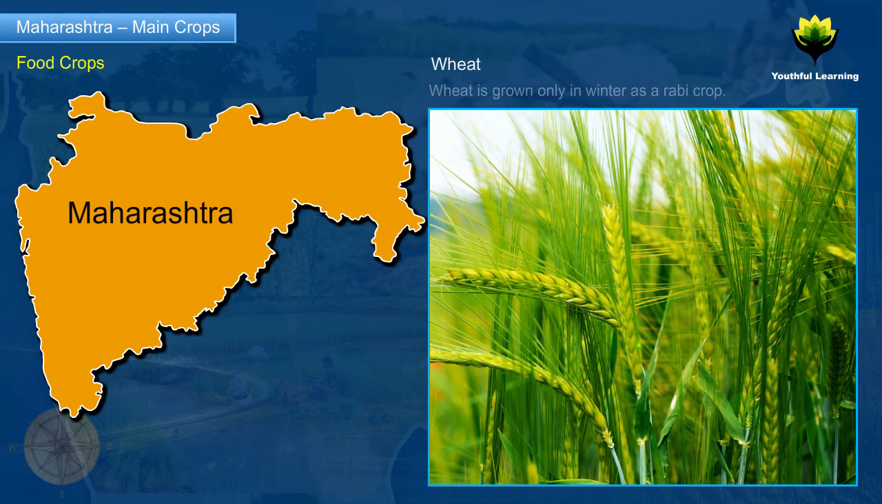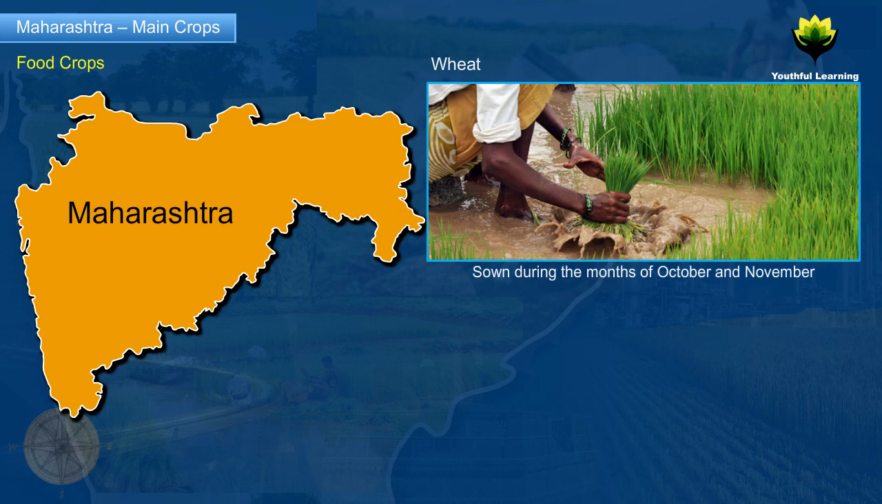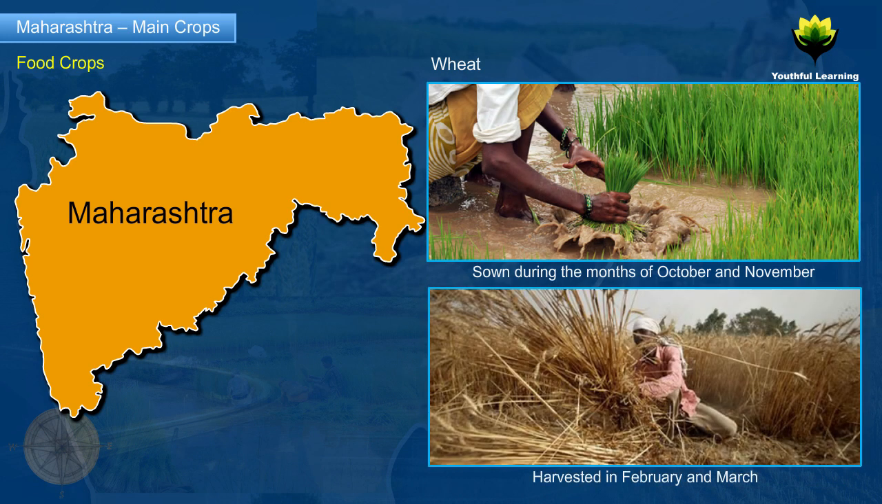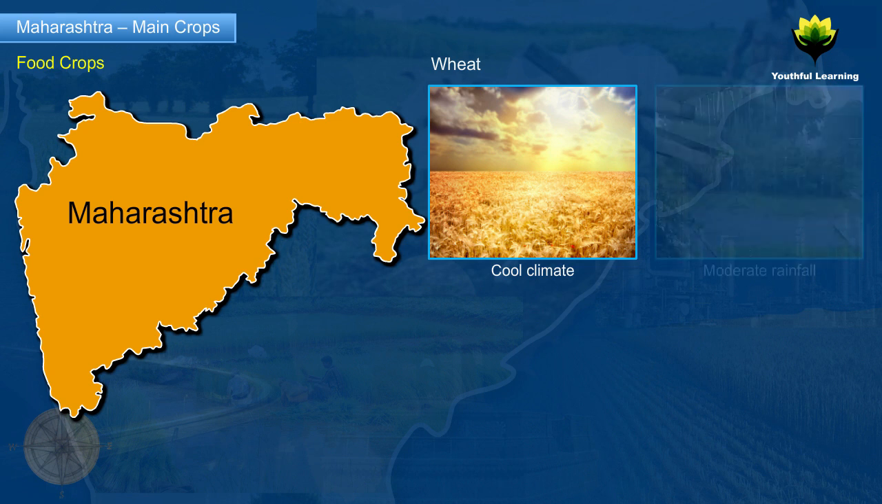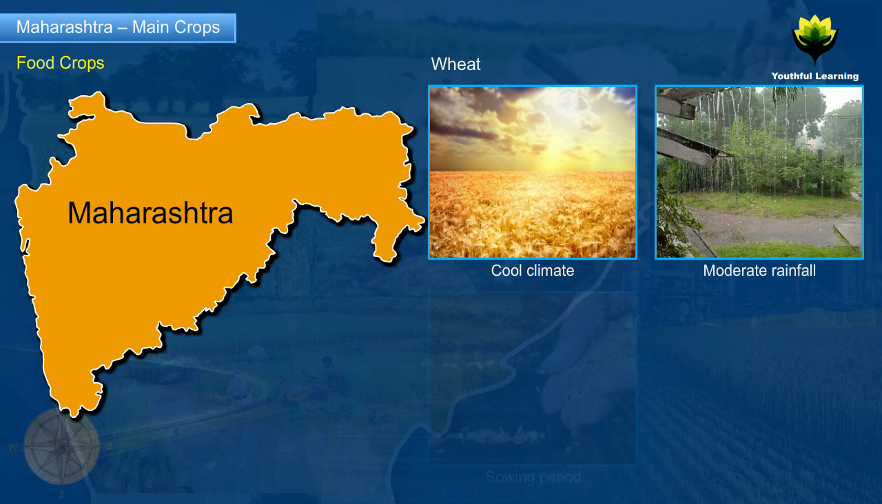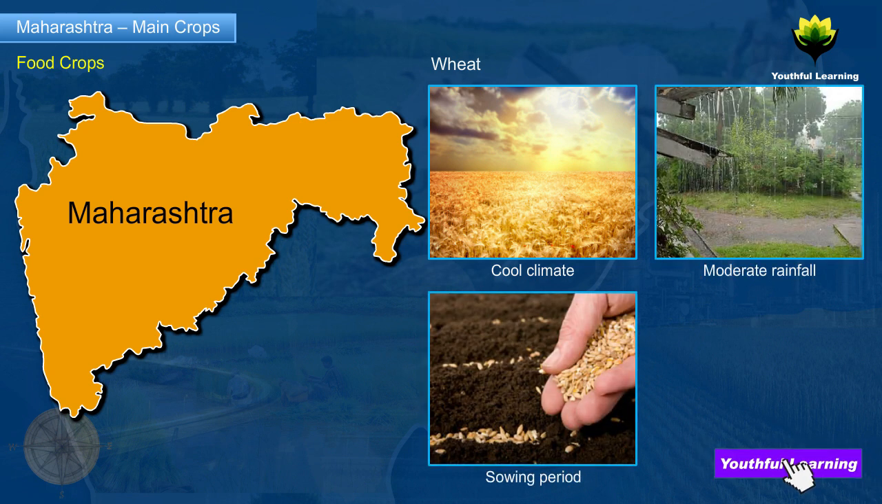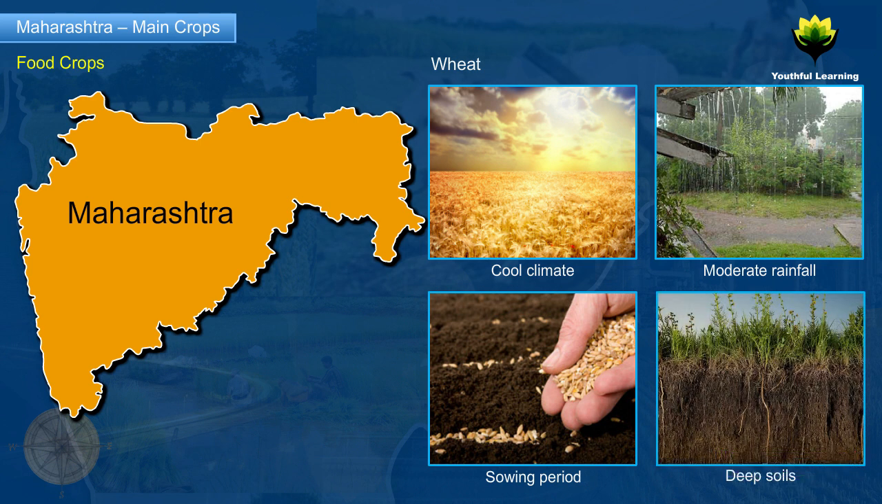Wheat. Wheat is grown only in winter as a Rabi crop. It is sown during the months of October and November and harvested in February and March. It needs a cool climate and moderate rainfall during the sowing period. It grows best in water-retentive deep soils.